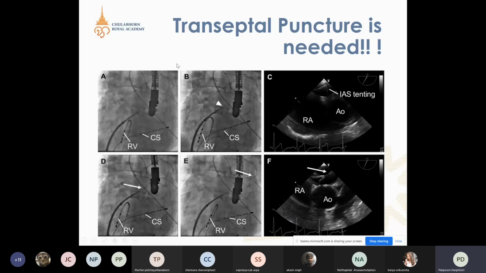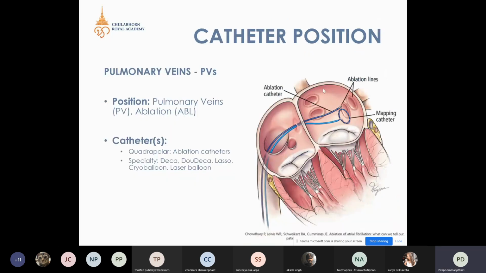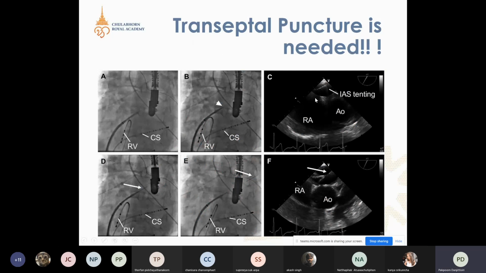Just like the previous slide, the doctor will, in some centers, maybe do transseptal puncture under TEE, transesophageal echocardiography, in order to confirm that the needle is on the fossa ovalis, in the correct position or something like that.